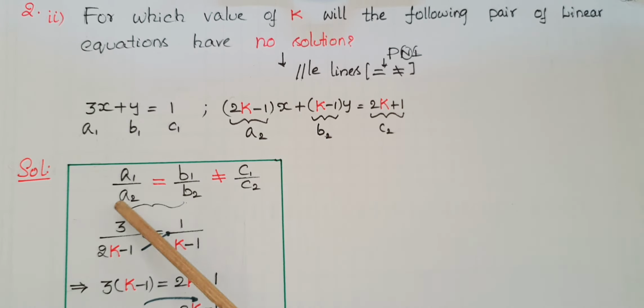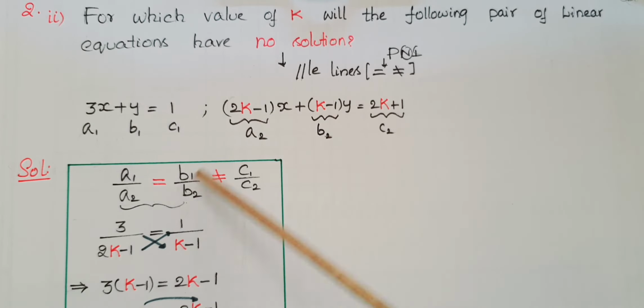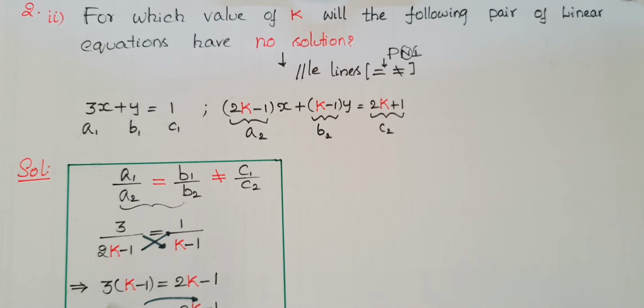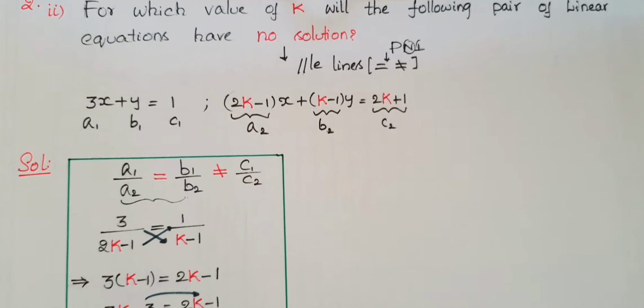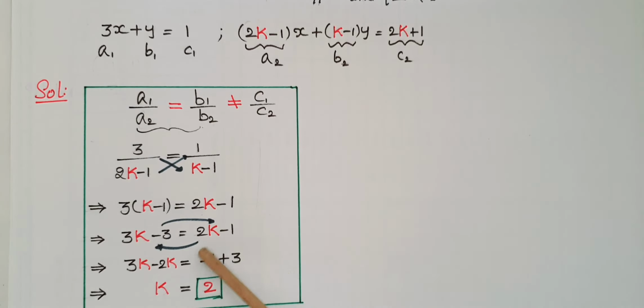Now a1 by a2 is equal to b1 by b2. So 3 by (2k minus 1) is equal to 1 by (k minus 1). Cross multiply: 3 into (k minus 1) is equal to 2k minus 1, that is 3k minus 3 is equal to 2k minus 1. Then 3k minus 2k is equal to minus 1 plus 3, that is k is equal to 2.